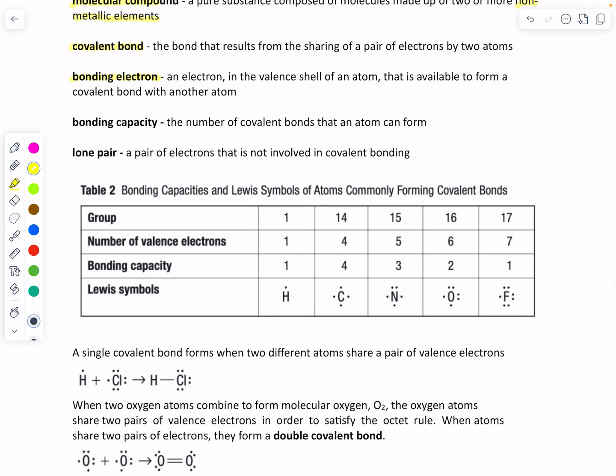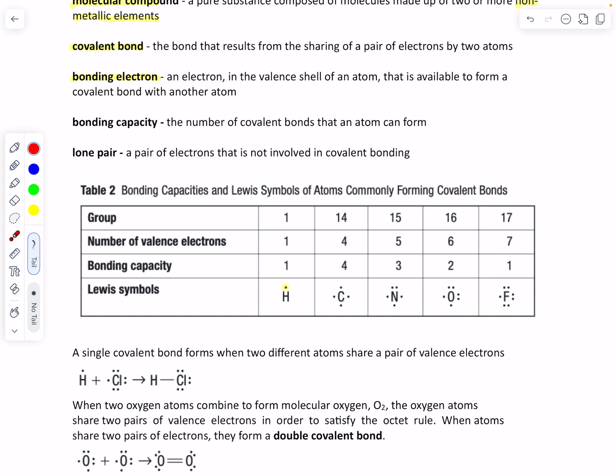Hydrogen has a single electron. That electron is a bonding electron. It is capable of forming a covalent bond. We say that hydrogen has a bonding capacity of 1. The bonding capacity is the number of covalent bonds that an atom can form. So hydrogen can form 1 covalent bond and has a bonding capacity of 1.